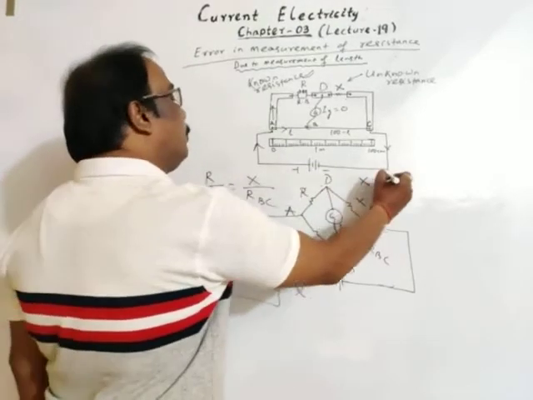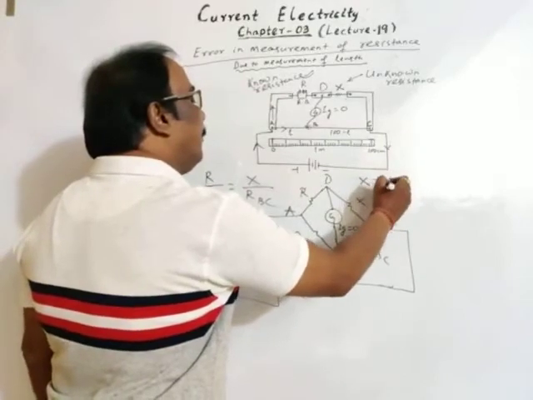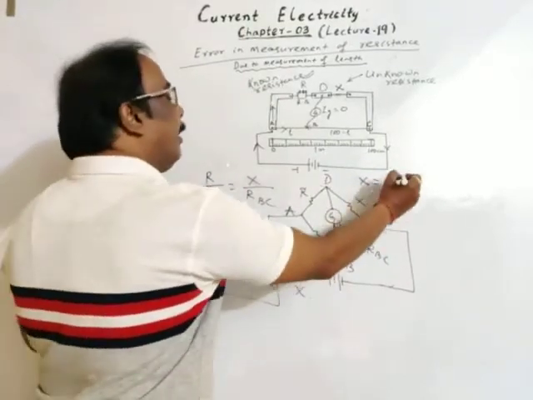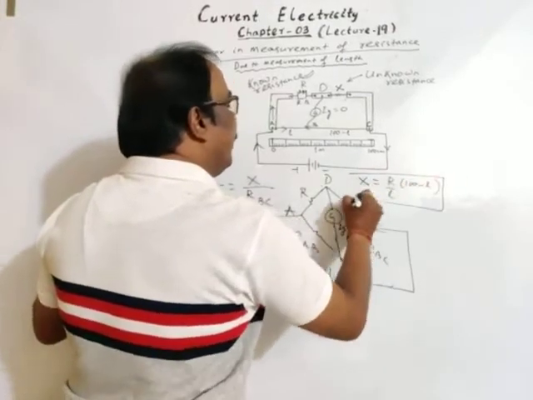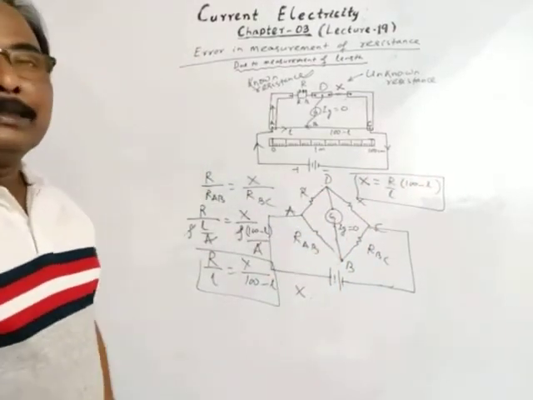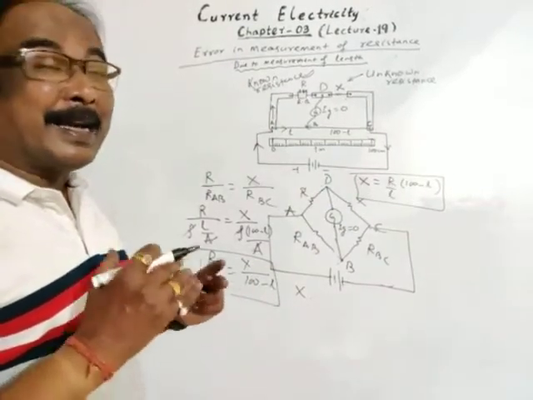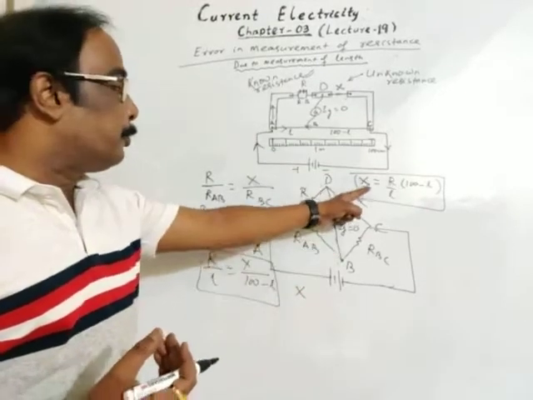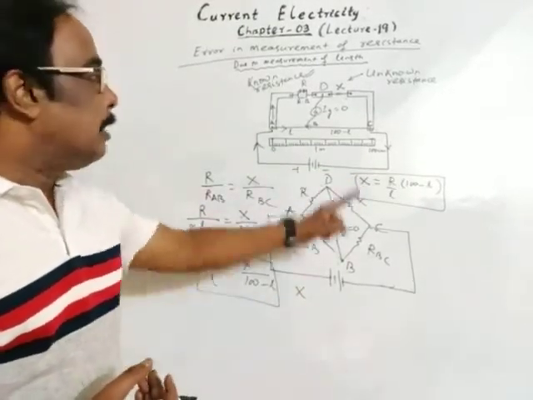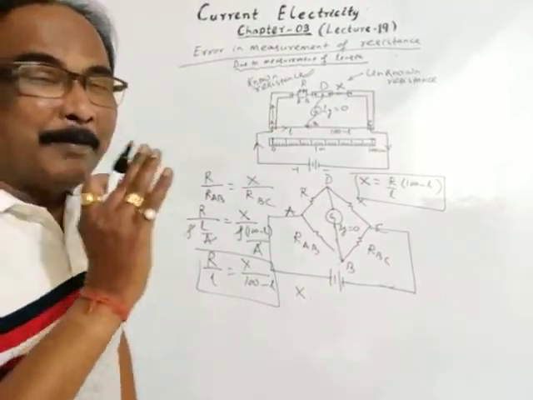X is equal to R by L. X is equal to R by L into 100 minus L. Okay, this is our conclusion using the balance condition of the Wheatstone bridge. This is the conclusion result to find the value of unknown resistance. But what matters?